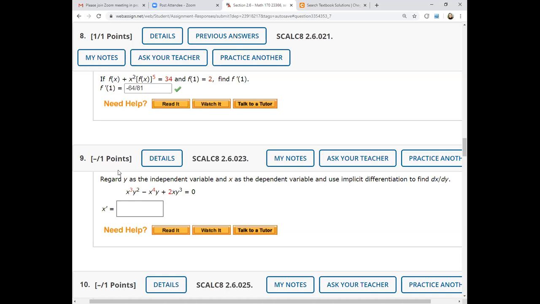So this is d dy. Then this is going to be 2x times 3y squared plus y cubed times 2x dx dy. Plus 2x times 3y squared.